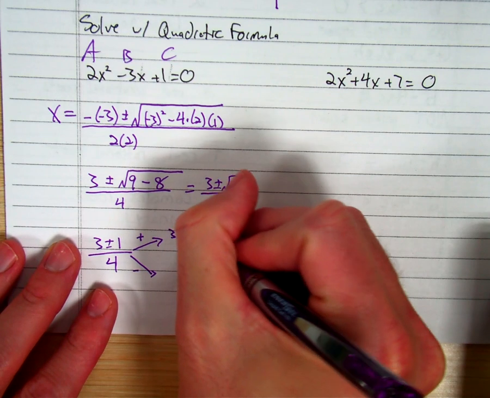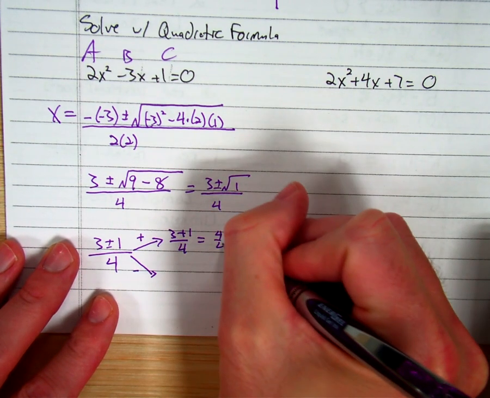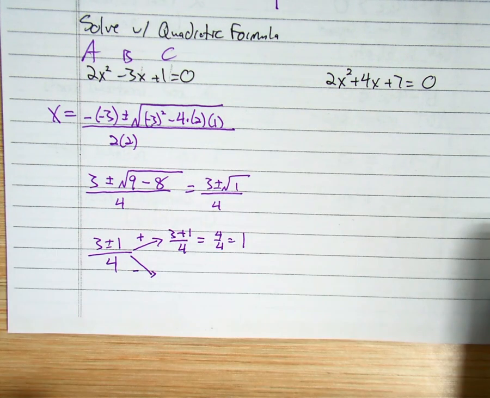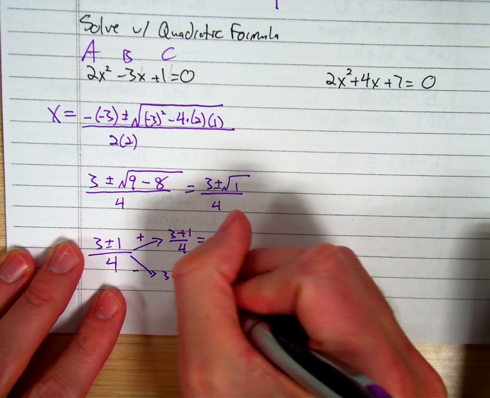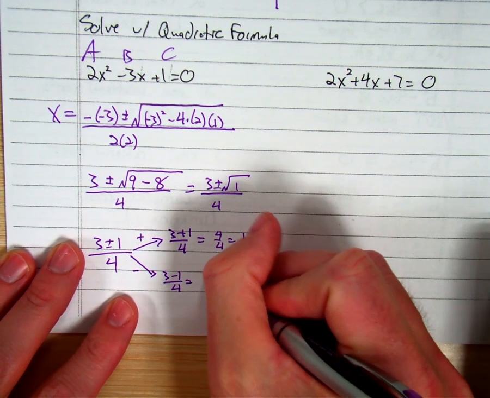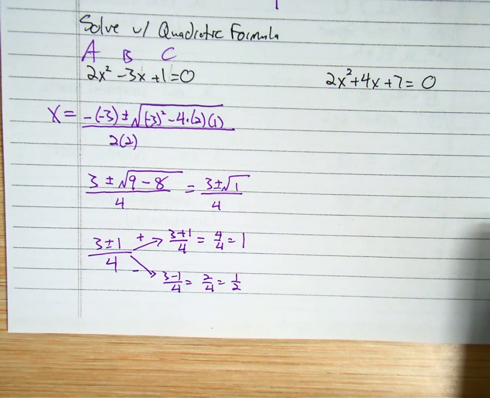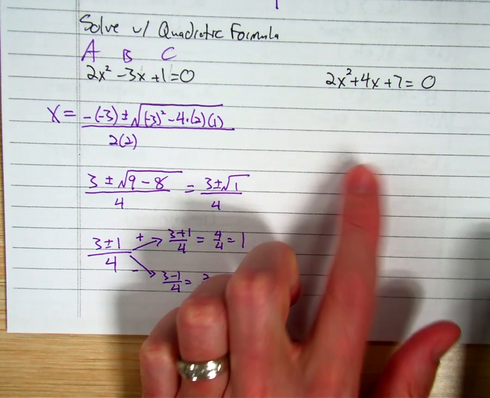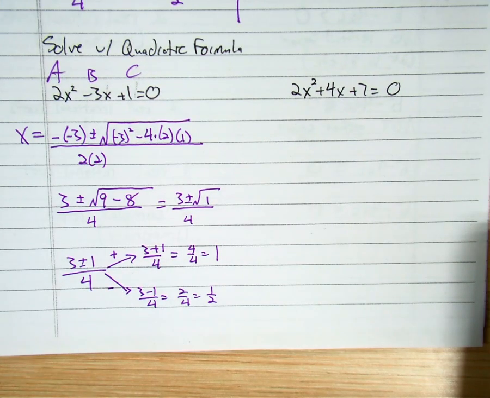So 3 plus 1 over 4 is 1. 3 minus 1 over 4 is 2/4 or a half. Okay, you don't have to organize it that way. You can organize it however way you want. That's just how I did it. All right, go ahead and push pause, and let's try this one on our own. Go ahead and push pause and give that one a go.